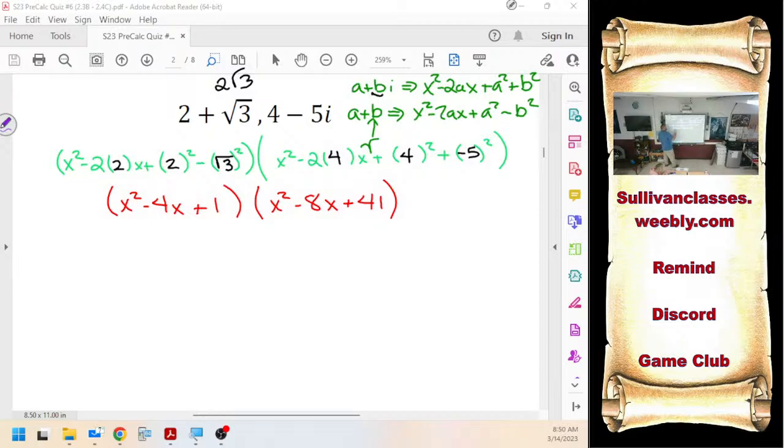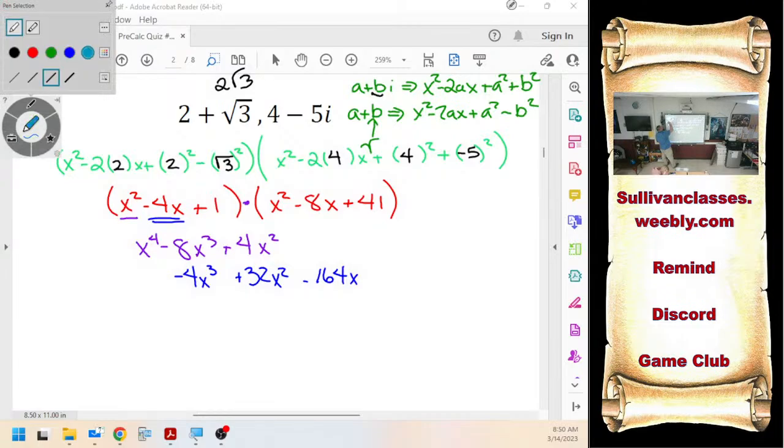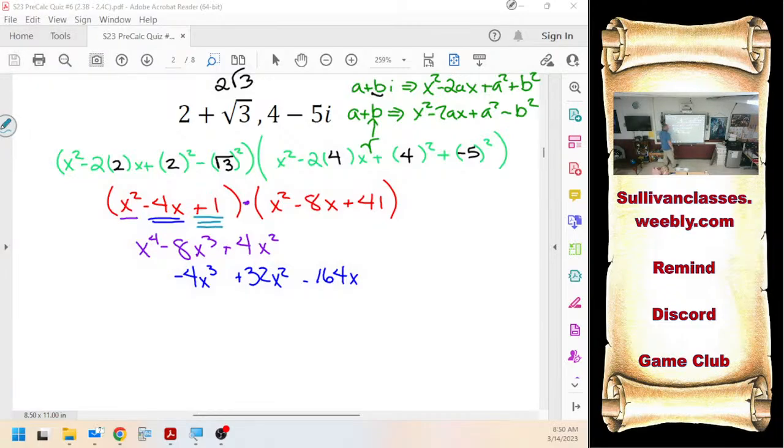Okay, I'm going to distribute. x squared times all the stuff is x to the fourth minus 8x to the third plus 41x squared. Then I'm going to take, let's go yellow. Negative 4x times the stuff is negative 4x cubed plus 32x squared minus 164x. Take 1 times the stuff, getting x squared minus 8x plus 41.